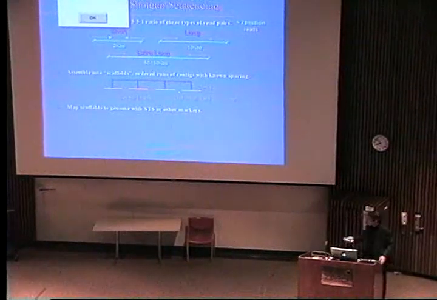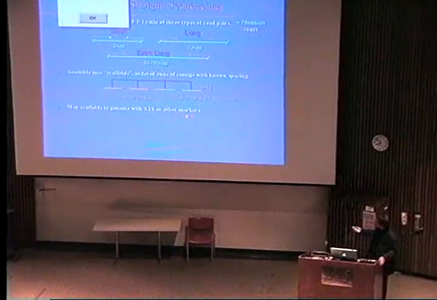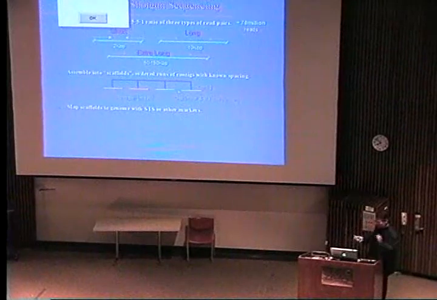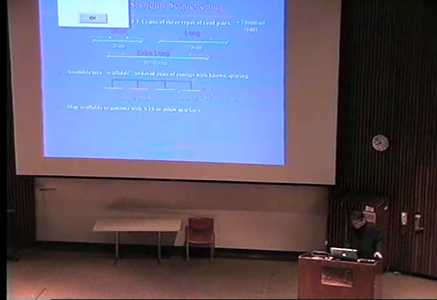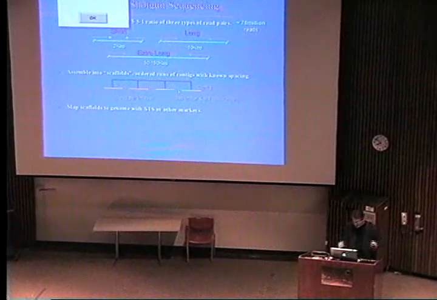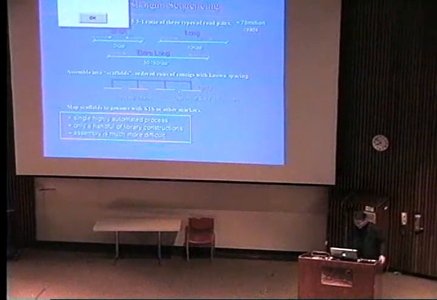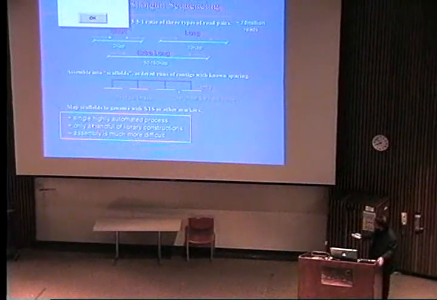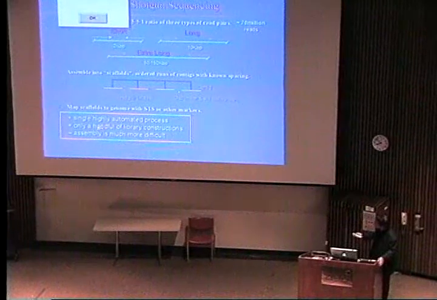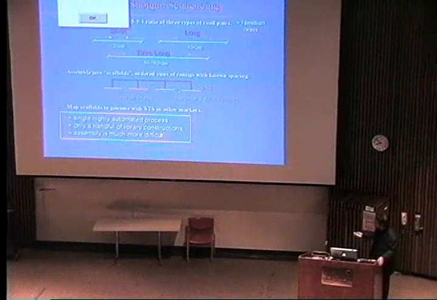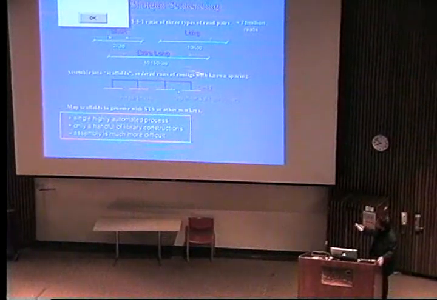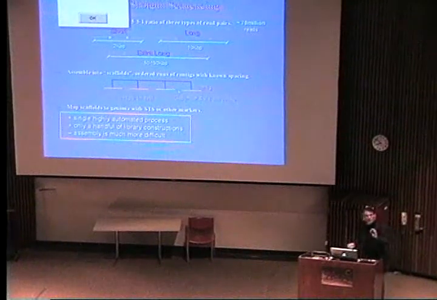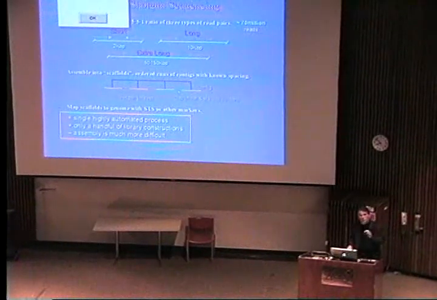And these are big enough that you can then use external markers, such as STS markers or other markers of known positions in the genome, to pin these scaffolds onto the genome. The advantage of this process is that it's a single, highly automated process, and it requires only a handful of library constructs. Basically 3, right? So a single human being can do this. And in fact, at Celera, a single human being did do it.